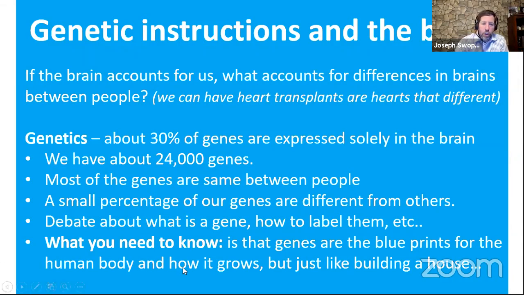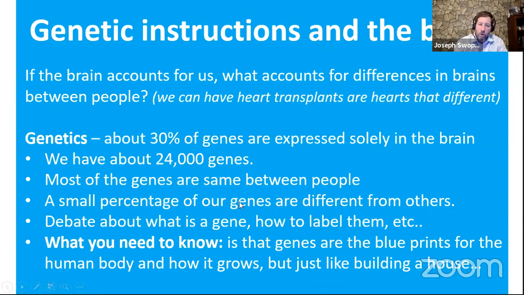Now, most of the genes are the same between people. If you think about it, there's many more similarities than differences in people. When you're walking around, you don't oftentimes see a person with a random tail or a unicorn horn out of their head or 5 arms. So we all kind of follow the same genetic instructions.